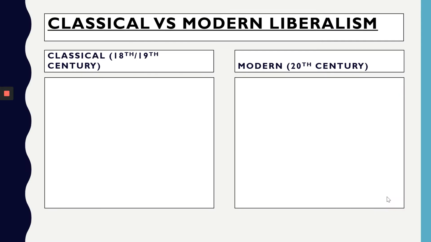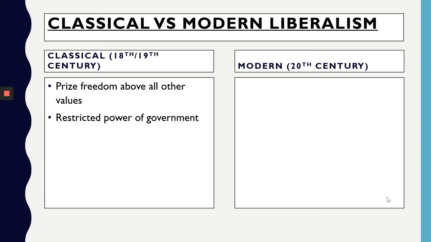So firstly, classical liberalism is associated with the 18th and 19th century, and classical liberals prize freedom above all other values. If you think about the word liberalism, it's associated with freedom, being liberal or free. And so therefore they try to promote anything that enhances individual freedom.